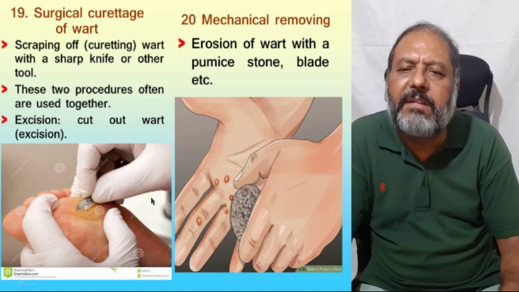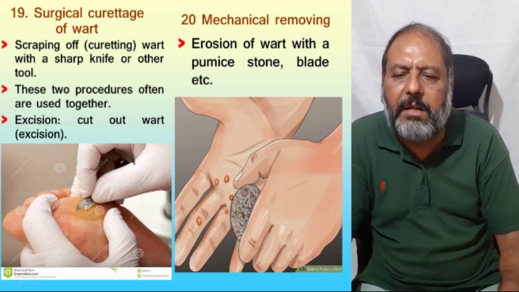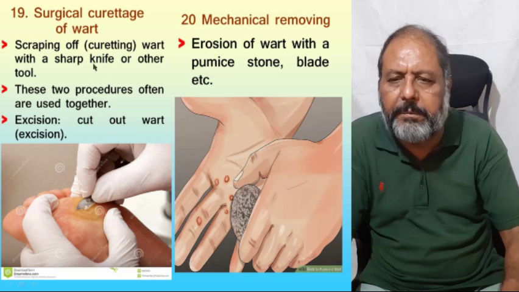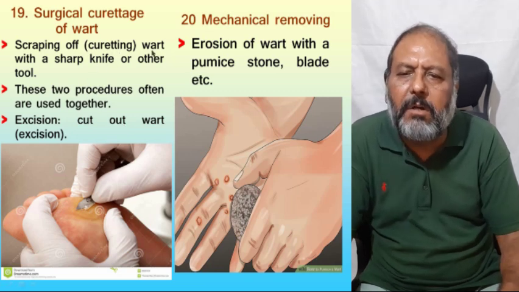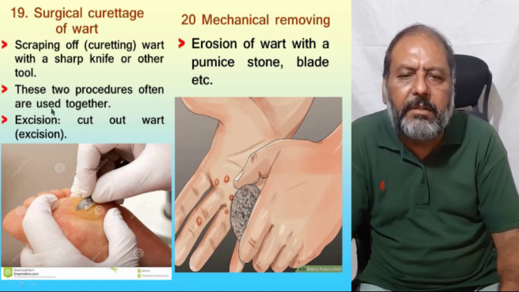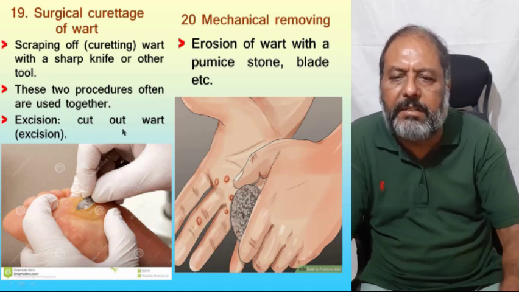Now number 19 is surgical curettage of the wart. This is very common and being used very commonly. Scraping off or curetting the wart with a sharp knife or other tool. These two procedures often are used together.